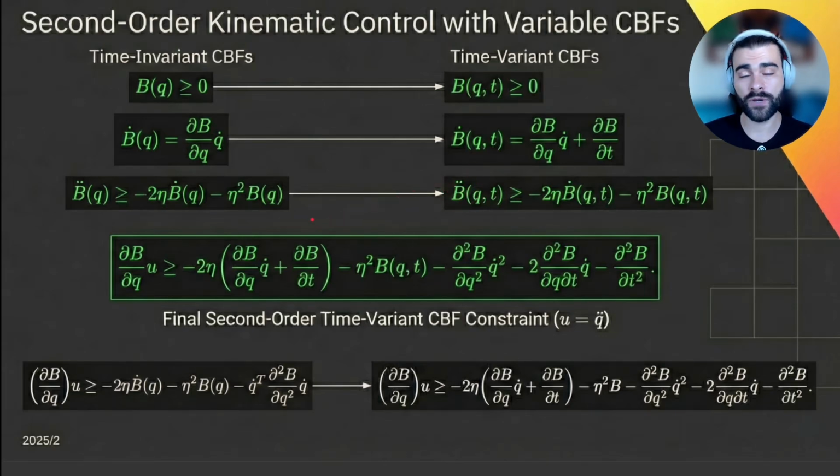So if we compare time invariant and time variant CBFs, we have something of the type dB/dq times u greater than or equal to this whole expression on the right, which is a lowercase b, if we consider this a linear equation, such as A u greater than or equal to lowercase b. As we look on the right, we see that now we have all these terms here, which again come from this derivative.